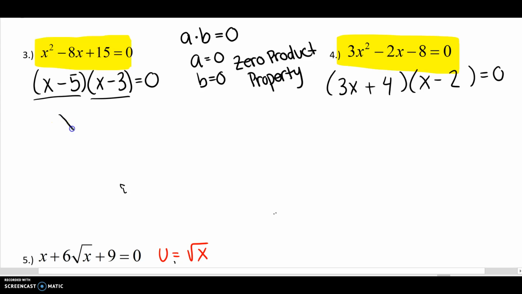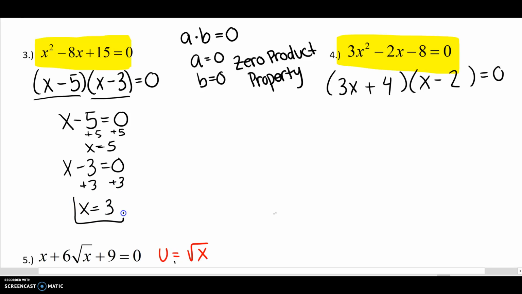So bear with me. One of two things needs to happen: either x minus 5 would need to equal 0, or x minus 3 would need to equal 0. And now we have equations we can solve. So if I add 5 to both sides, you would get x equals 5. Same thing if I add 3 to both sides to get x by itself, you would get x equals 3.